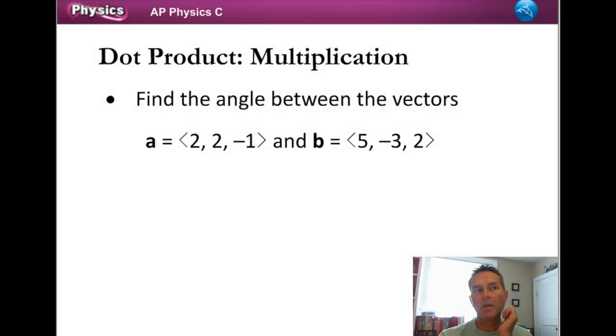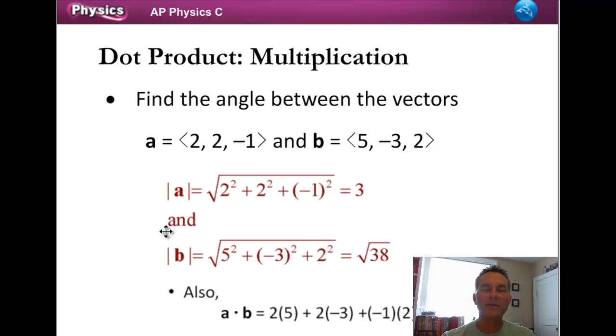Let's look at this example. Let's say we want to find the angle between two vectors. A has the components 2, 2, and negative 1. B has the components 5, negative 3, and 2. Again, that represents your x, your y, and your z values. First thing I can do is determine the magnitude of A and the magnitude of B. In this case, I go 2 squared plus 2 squared plus negative 1 squared. I take the square root of that and I get 3. So the magnitude of vector A is going to be 3. I do the same thing with B using its components. The vector B has a magnitude of the square root of 38.